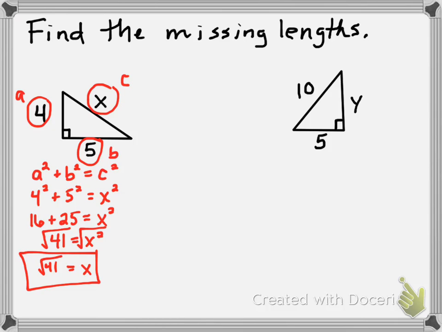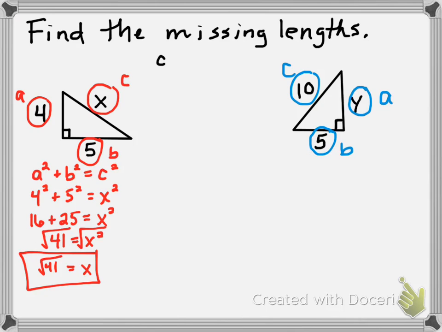Alright, and for the next triangle, again I need to identify my sides first. The Y, this time, is my A, or B, either way. But it's not my C, because C is across from the right angle. That makes the 10 my C this time. So that makes 5 B and 10 C. Again, it doesn't really matter which one you call A or B. I find it easier just to call the variable A every time if it's going to be either A or B, but it doesn't matter which one you want to call it.